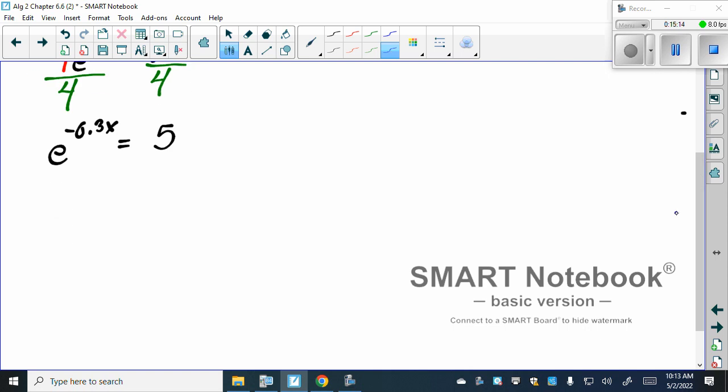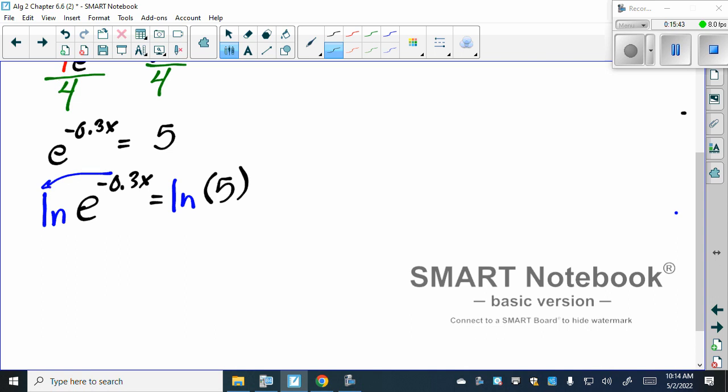Now to undo e, we don't just use any log, we use the natural log. So ln of e to the negative 0.3x equals ln of 5. Because the natural log of e reduces to 1, and we can move the exponent out front. So the exponent moves out front. This simplifies to 1, telling us that negative 0.3x is equal to the natural log of 5.